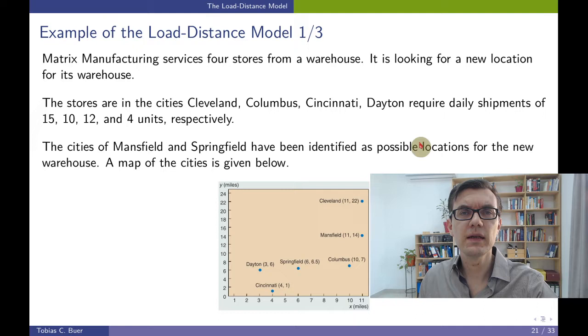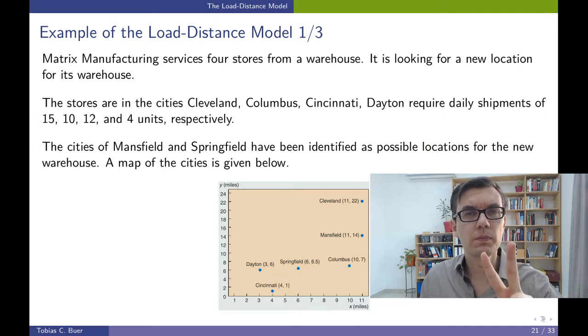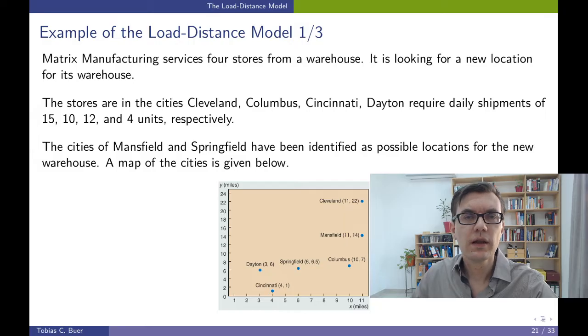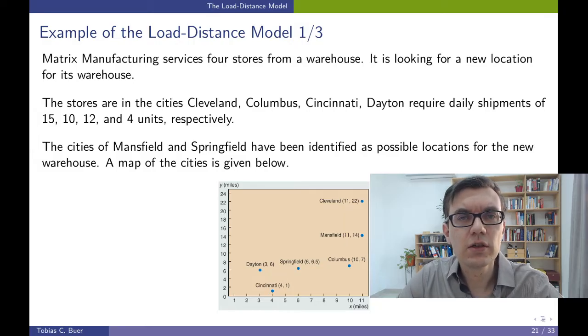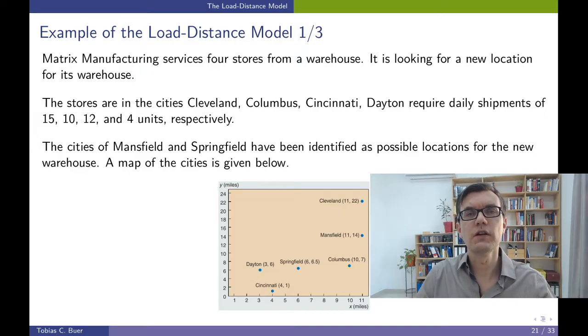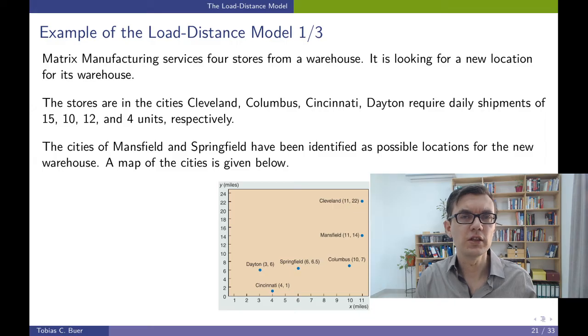Now the management pre-selected 2 potential locations for the future warehouse. These potential locations are in Mansfield with the given coordinates and in Springfield. Now the idea is to apply the load distance model to decide which of the locations, Mansfield or Springfield, is the better location for the new warehouse.